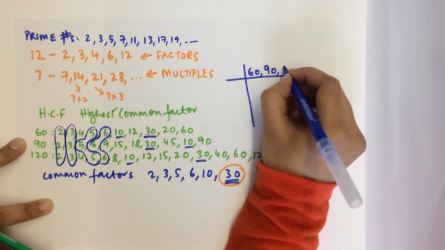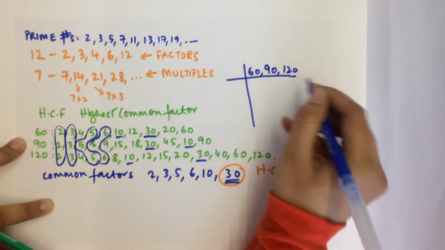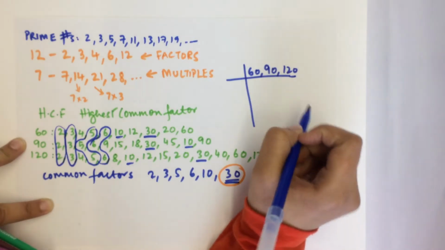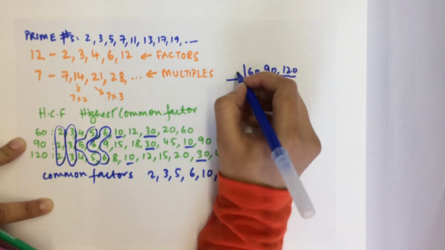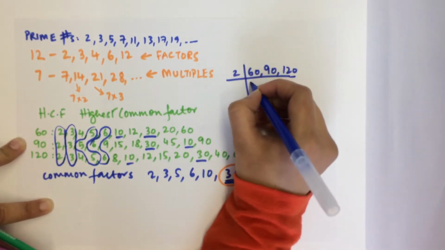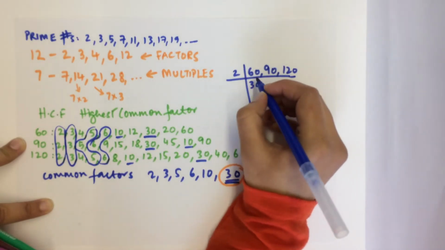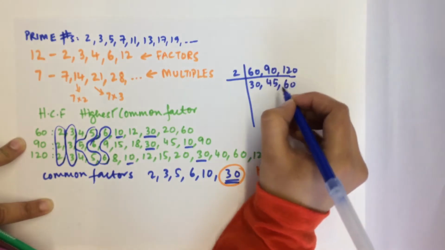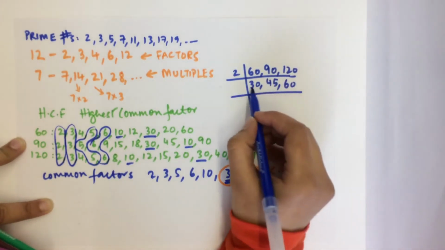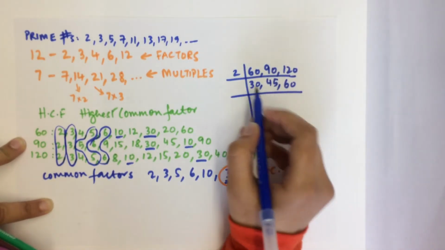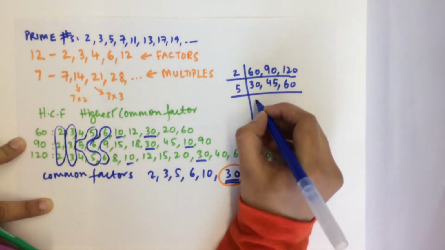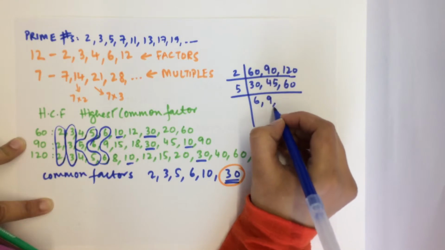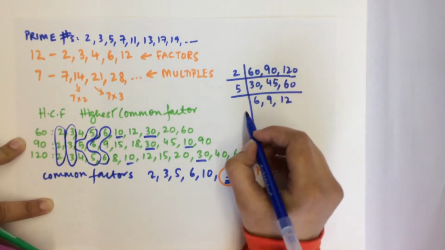60, 90, and 120. All 3 of these. Now please make use of your rules of divisibility here. They all have a 0 in the end. They're all divisible by 2. 2 30 times is 60. 2 45 times is 90. And 2 60 times is 120. The last digits are either 0 or 5, so divisible by 5. 5 6 times is 30. 5 9 times is 45, and 5 12 times is 60.